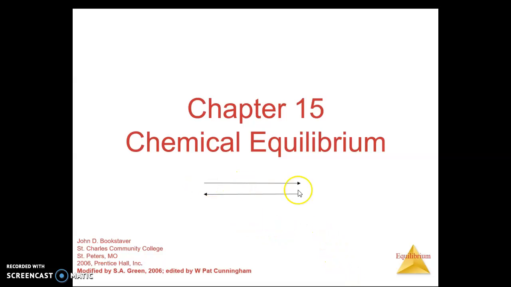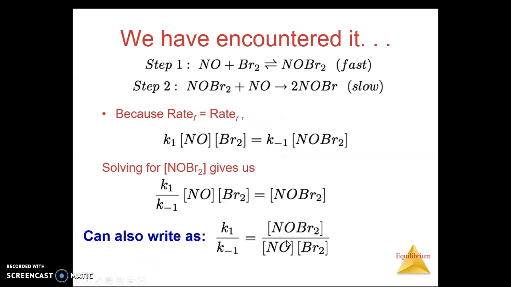The one going from left to right you're familiar with. That's a forward reaction. But we're going to be looking also at the reverse reaction, the one going from right to left, and a specific set of conditions where those rates are equal. All right, we've encountered equilibria before.